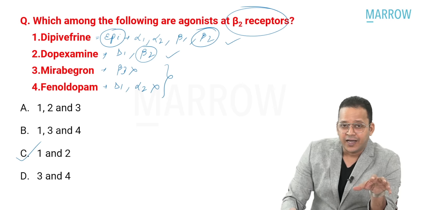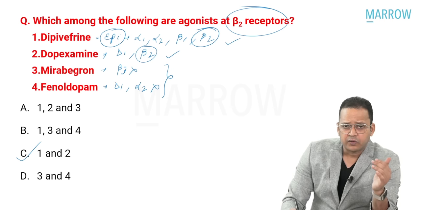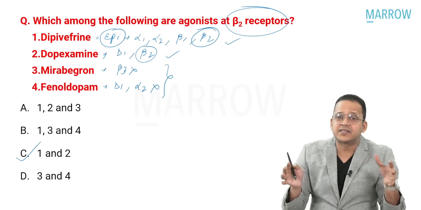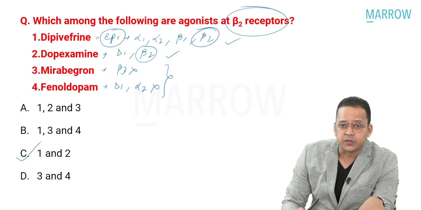So this is an MCQ with moderate level of difficulty, right? Moderate level of difficulty. Dipivefrin we have discussed. Dopexamine, mirabegron, all we have discussed. The only problem here is you have to put all that scattered knowledge together at one place to solve such a kind of an MCQ, right?